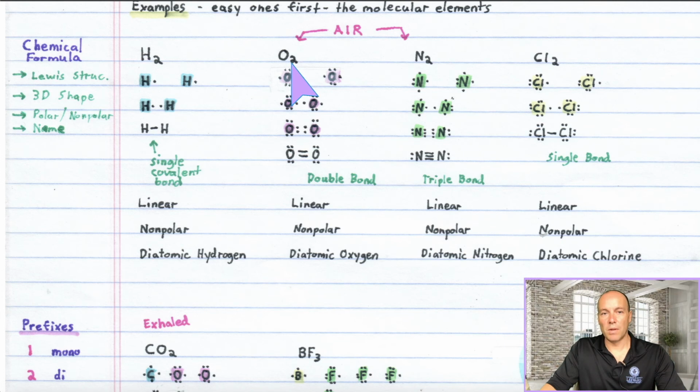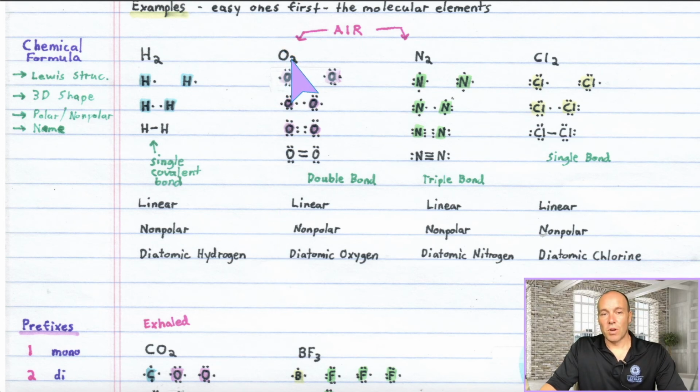This is one of the two components of the air that we breathe. About 20% of air is oxygen, and oxygen is a molecular element. It comes in the form of O2 molecules. So let's draw the Lewis structure of the molecule and assign the shape, the polarity, and the name.